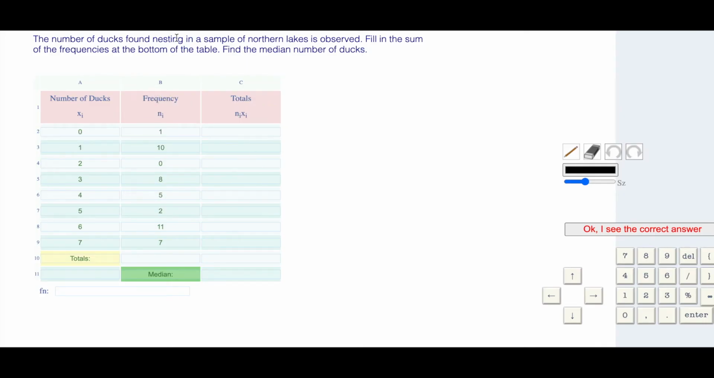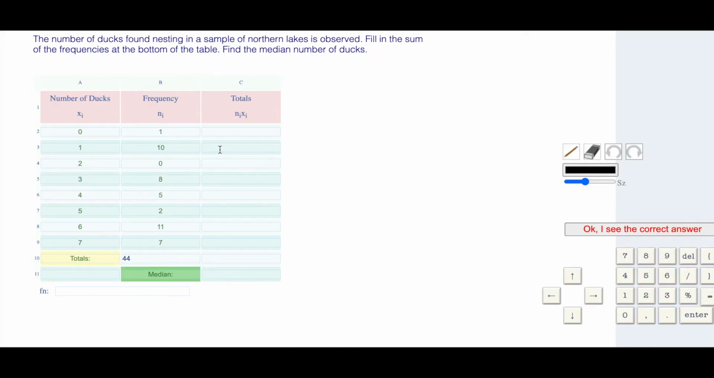The number of ducks found nesting in a sample of northern lakes is observed. Fill in the sum is equal to the sum of all of these values. Like that. 44 different lakes. 1 lake has 0 ducks. 10 lakes only have 1 duck. 0 lakes have 2 ducks, but 8 lakes have 3 ducks, and so on.